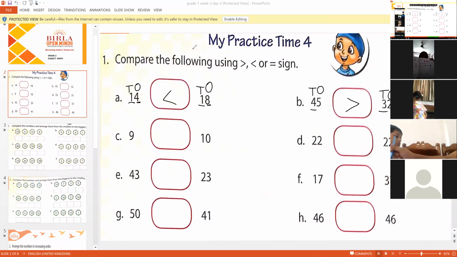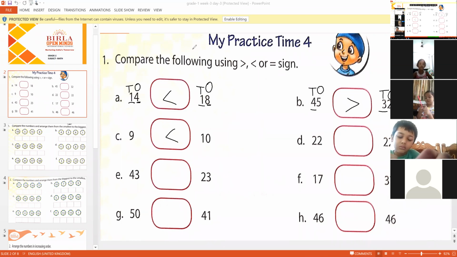Now Akshara, you tell me the answer for C bit. Which number is greater, 9 is greater or 10 is greater, Akshara? Ma'am, 10. Okay, very good. 10 is greater. Very good, Akshara.